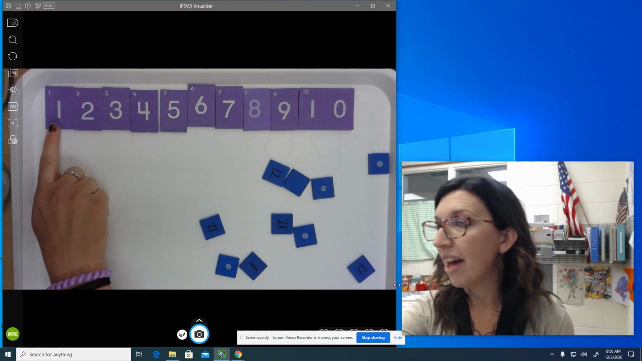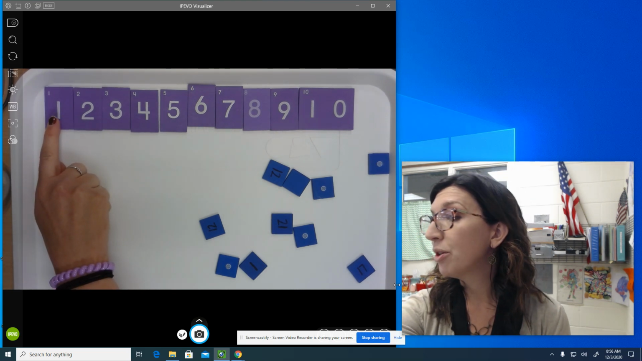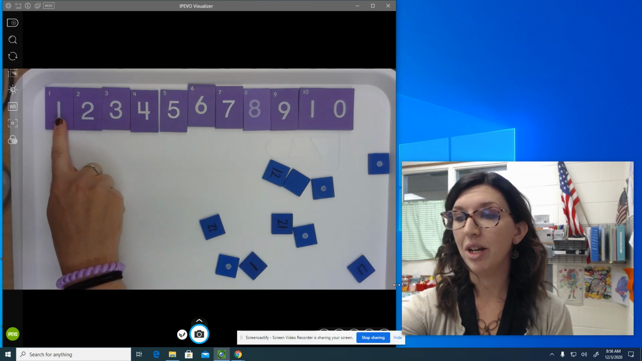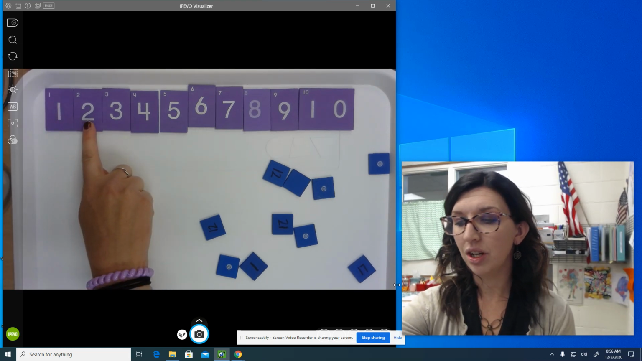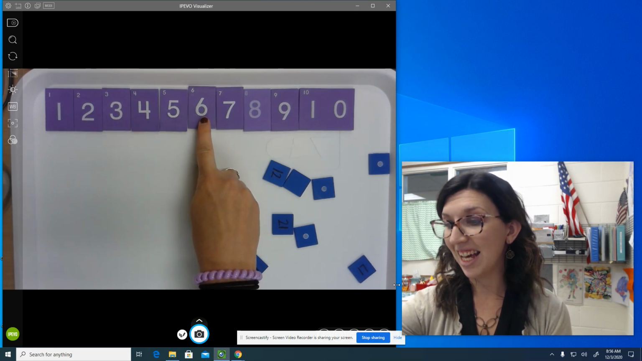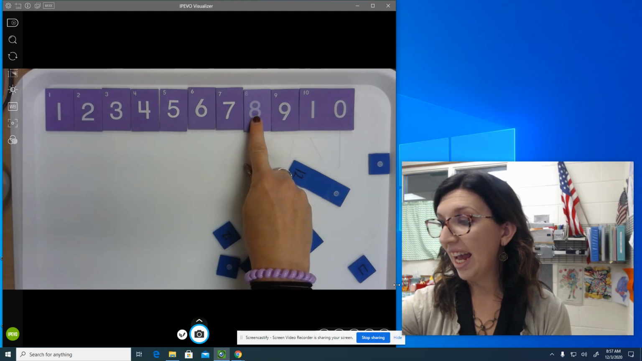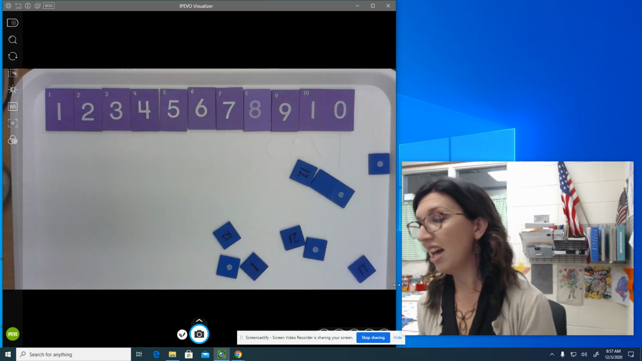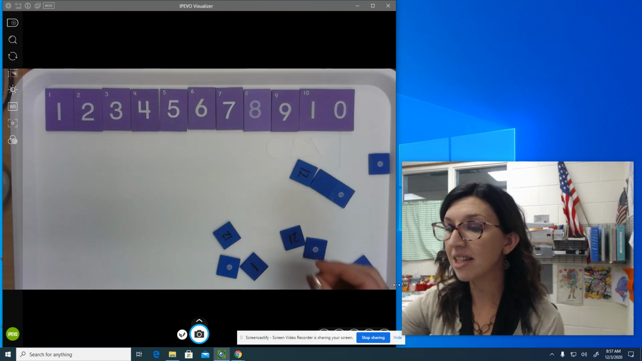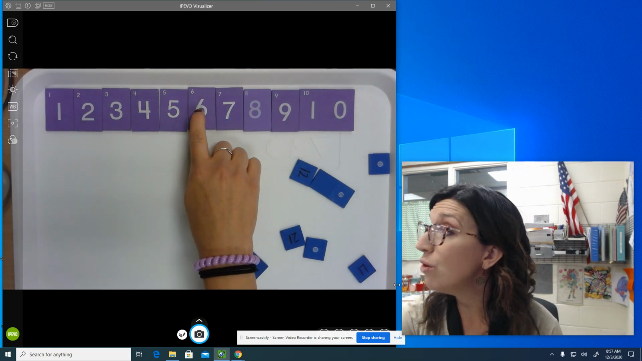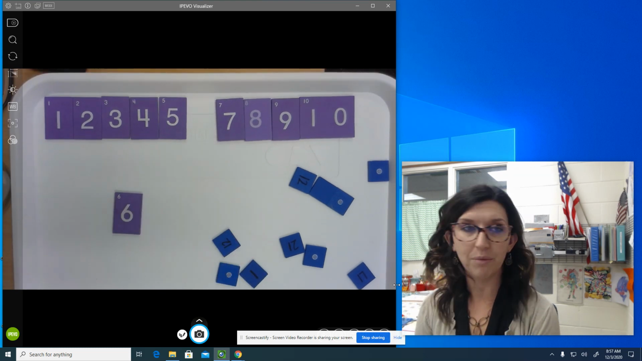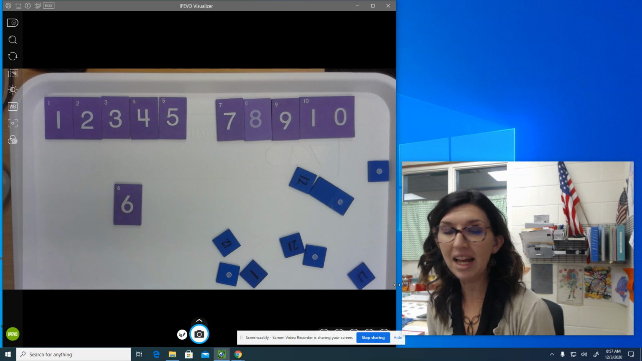Okay, so we have our numbers in order. Let's touch and count together, starting with the first number. Put your finger on the first number. Here we go. 1, 2, 3, 4, 5, 6, 7, 8, 9, 10. Way to go. Let's play a quick game of matching a number to a group of objects. I'm going to pull down a number card, and I want you to show me that many manipulatives or that many counters. And go.